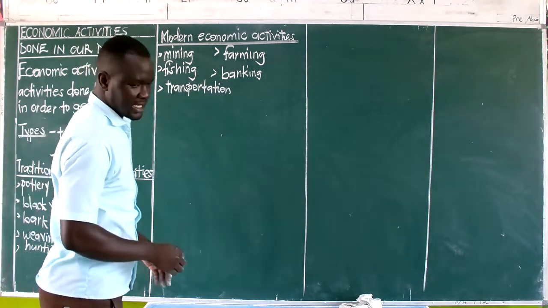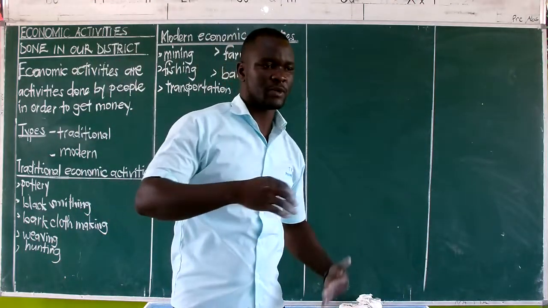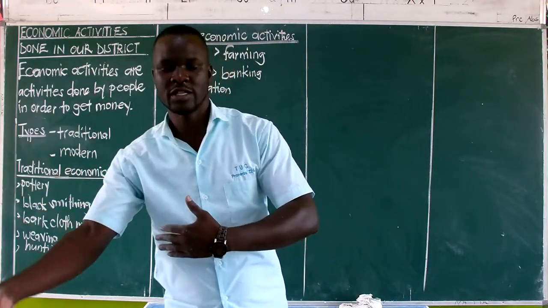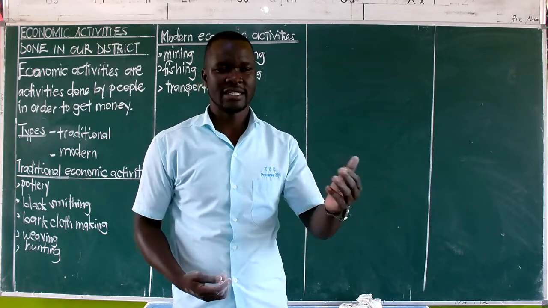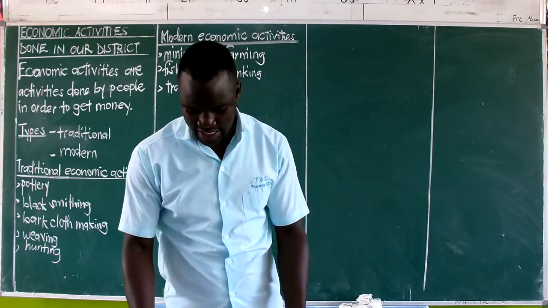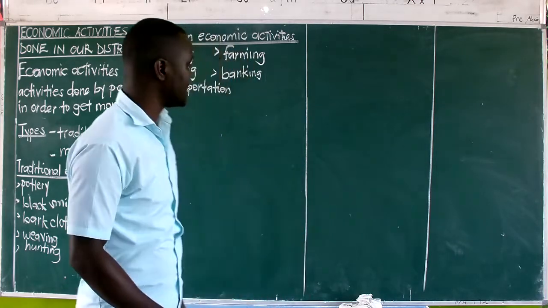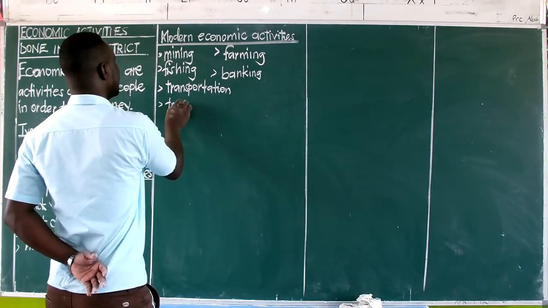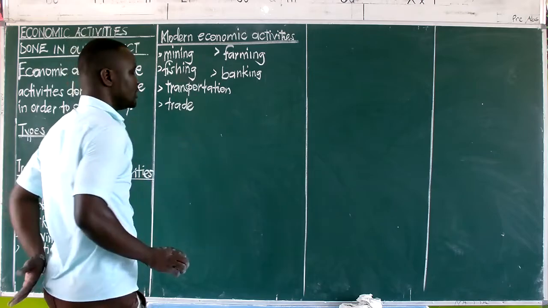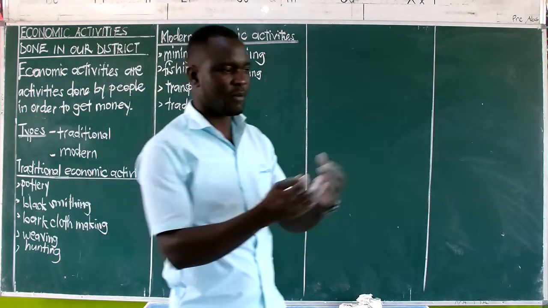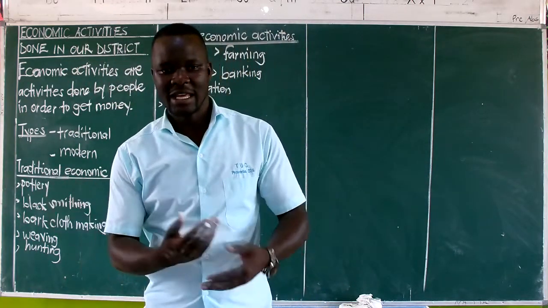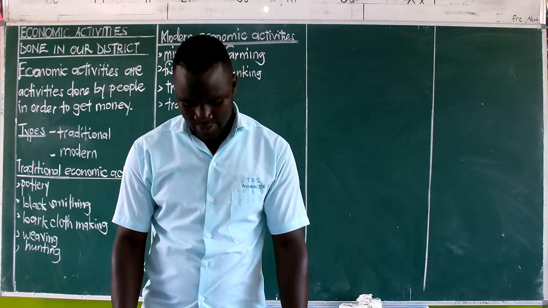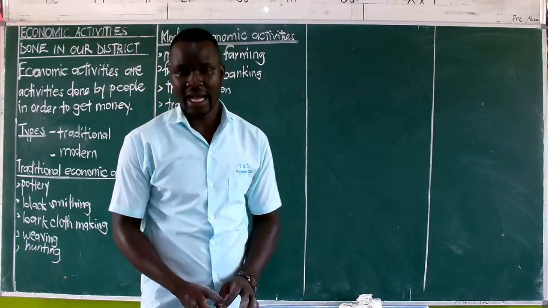As another economic activity, that is people who transport others from one place to another. For example, we have the taxi drivers doing that. And then we have trade. Trade, that is buying and selling of goods or items. You find people buy and they go and sell and they make profits. That also becomes another economic activity.